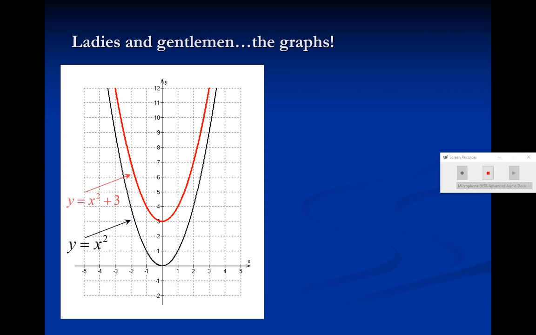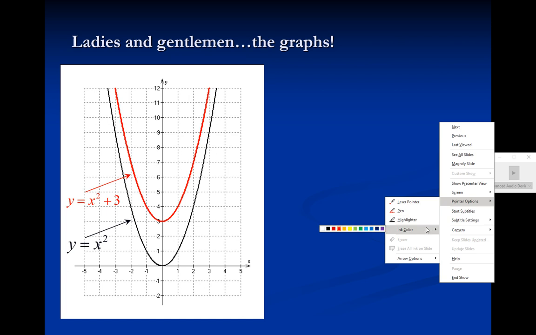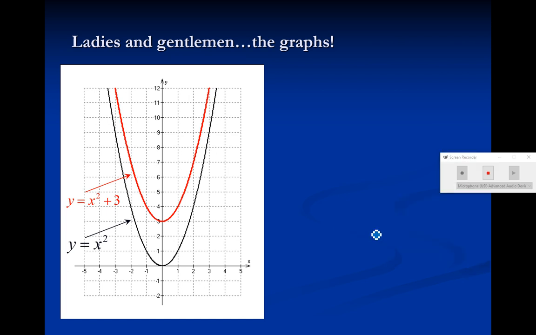See? This point at 0, 0 got moved up 3. This point at 1, 1 got moved up 3. This point at 2, 4 got moved up 3. Everything's moving up 3, but the shape of the parabola makes it look like it's getting closer and closer together because it starts taking off so fast. So don't let the optical illusion fool you. Everything just got moved up 3.